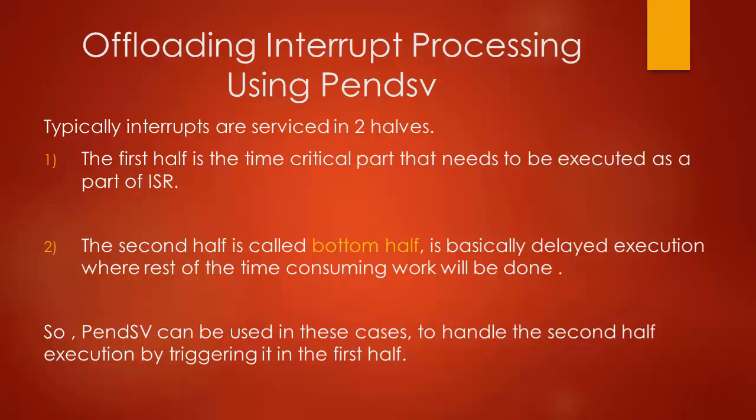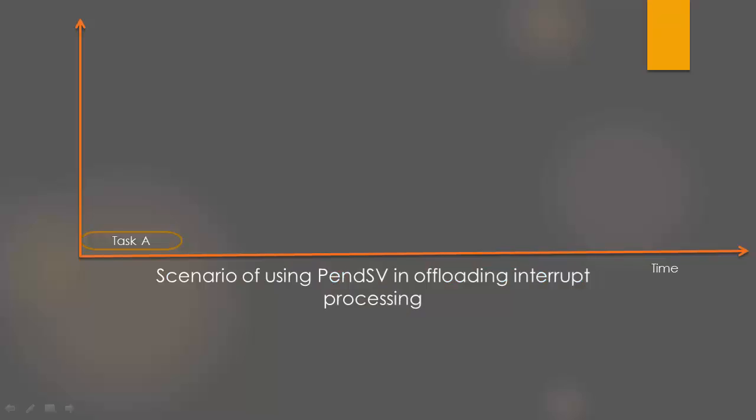PendSV can be used in these cases to handle the bottom half execution by triggering it in the first half inside the ISR. Let's see how it is done. So here I have a task running. Suddenly an interrupt appears and now the processor is executing the ISR.